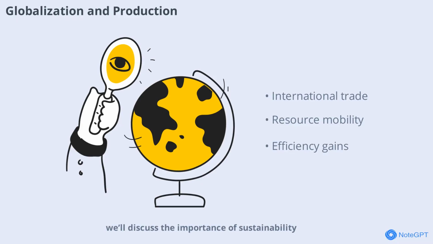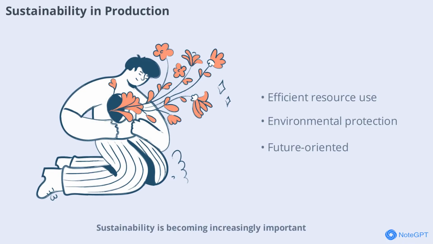Next, we'll discuss the importance of sustainability. Sustainability is becoming increasingly important in the use of production factors. Businesses and governments are seeking ways to use resources more efficiently and reduce environmental impact. This includes investing in renewable energy, recycling materials, and developing sustainable business practices. Sustainable use of land, labor, and capital ensures that future generations can also benefit from these resources.